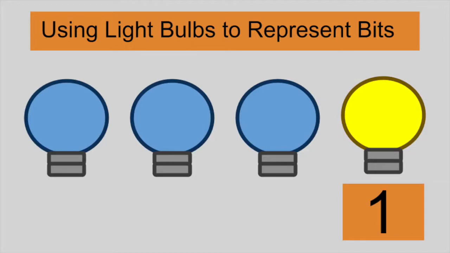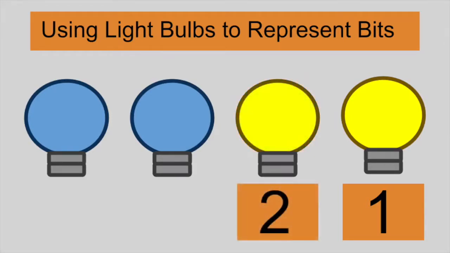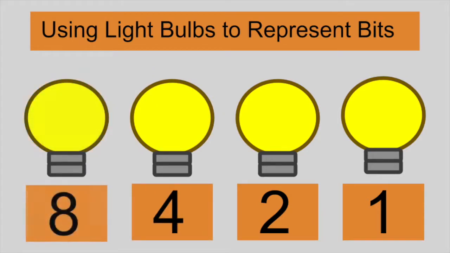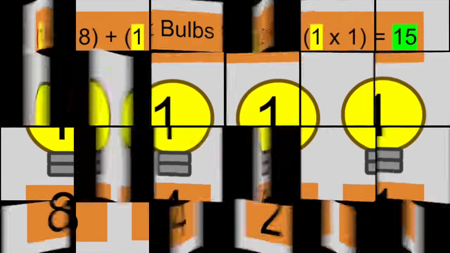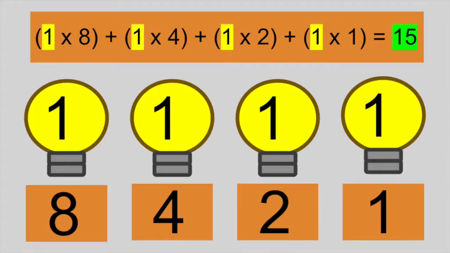Suppose each bulb represents a power of 2 when turned on. The rightmost bulb is 2 to the power of 0, which is 1. The next bulb over is 2 to the power of 1, which is 2. The next bulb after that is 2 to the power of 2, which is 4. And finally, the leftmost bit will represent 2 to the power of 3, which is 8. When all 4 light bulbs are on, we can add up their values to get the number 15, since 8 plus 4 plus 2 plus 1 is 15.